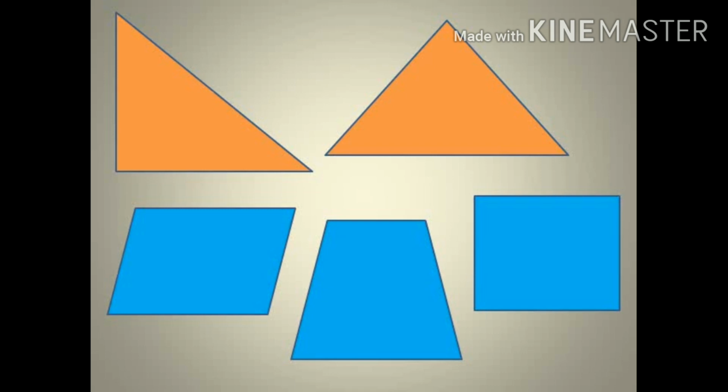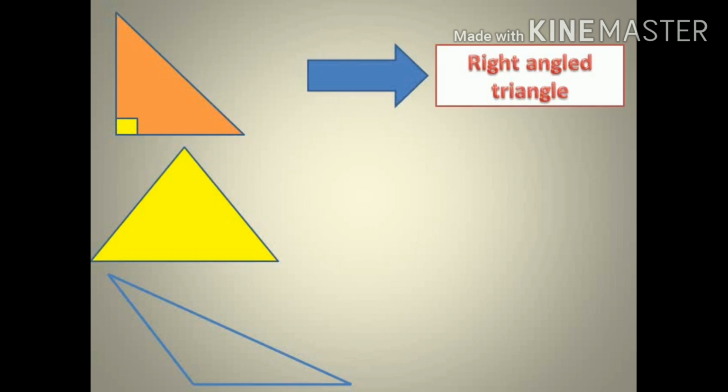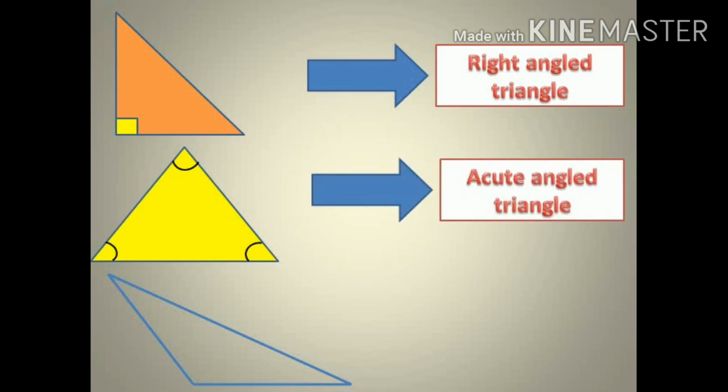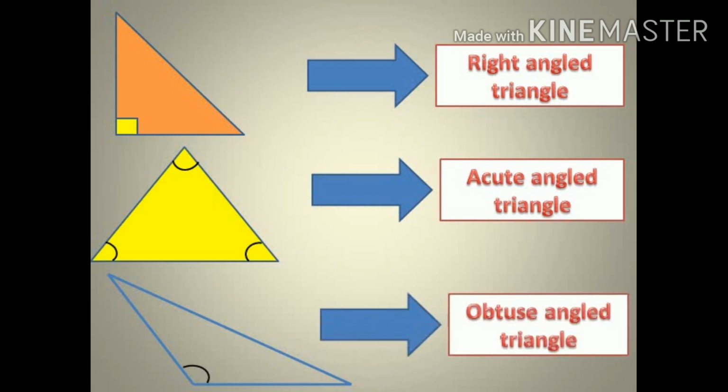Here are some shapes which are formed using line segments. Consider these triangles. When one angle in a triangle is 90 degrees, it is called a right angle triangle. When all three angles in a triangle are less than 90 degrees, it is called an acute angle triangle. And when one angle in a triangle is an obtuse angle, it is an obtuse angle triangle.